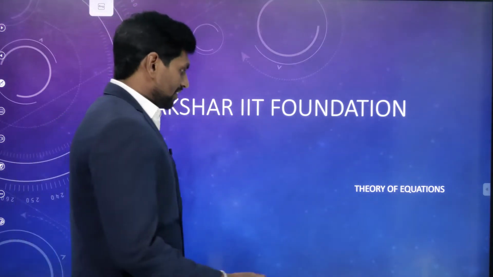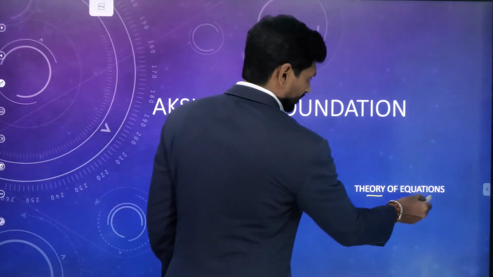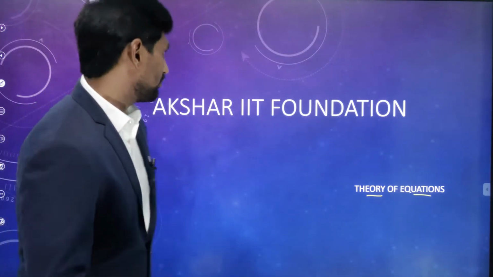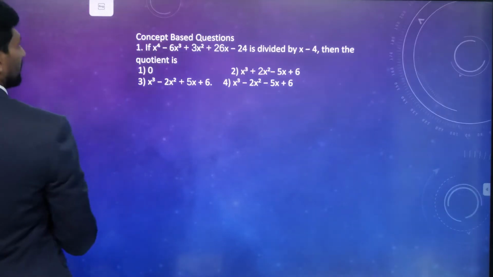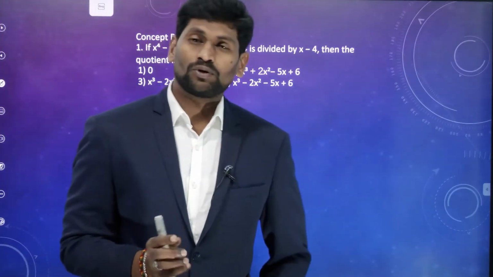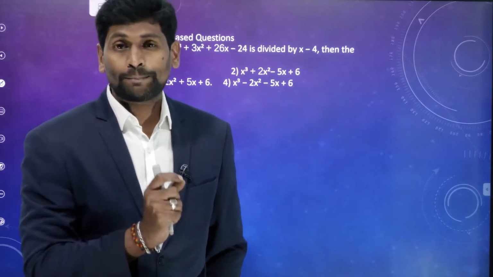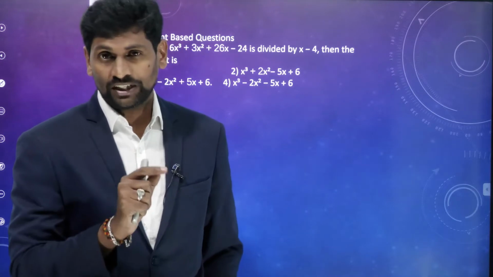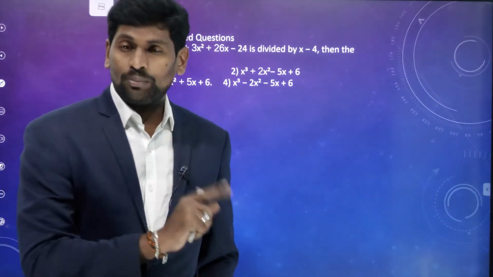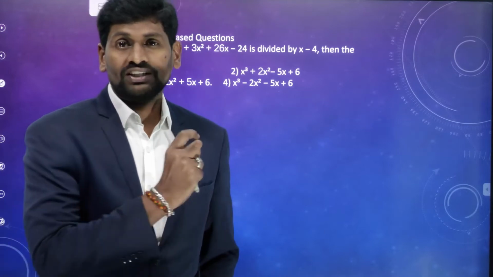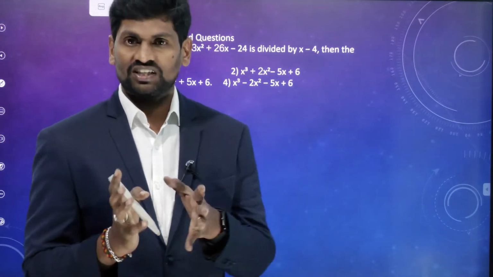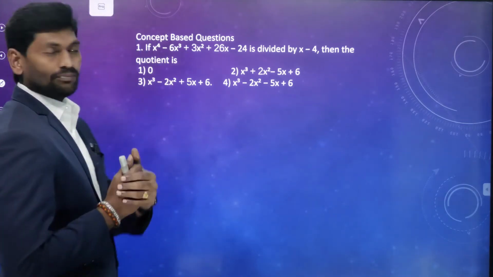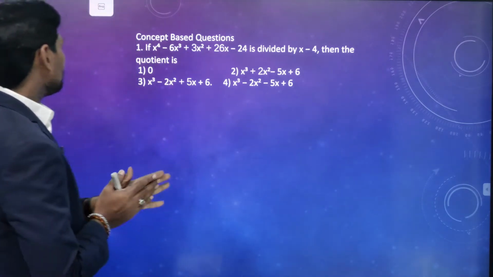Today we are going to discuss the theory of equations. Let us see some of the problems based on this. In our previous class, we discussed that if a cubic polynomial has three roots in the form of arithmetic progression, geometric progression, or harmonic progression, what condition will apply? We have discussed those concepts. Now, let us check some problems based on this.